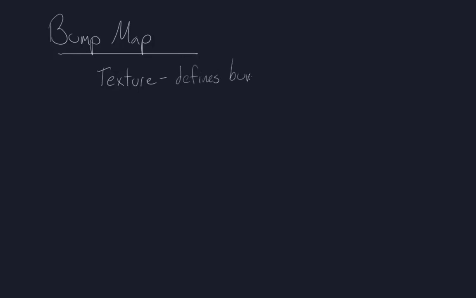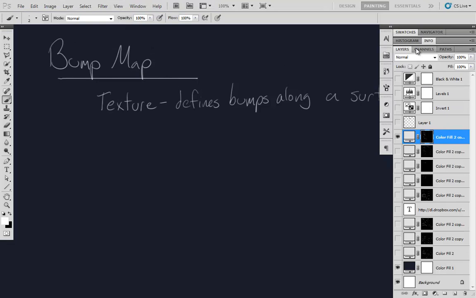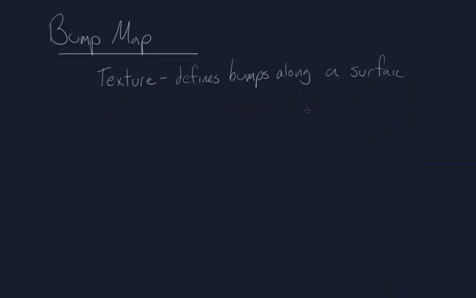A bump map is... Let's start up here. It is just going to be a texture, which again is an image, that defines bumps along a surface. Now in the last class, I actually created a really quick rendition of a simple bump map, which is floating somewhere around my document. Here it is.